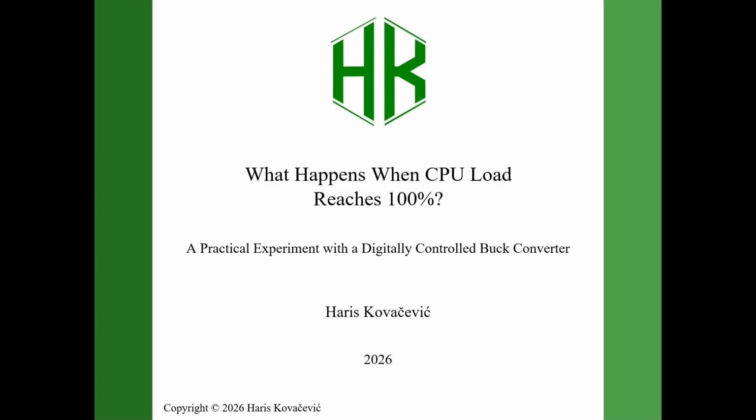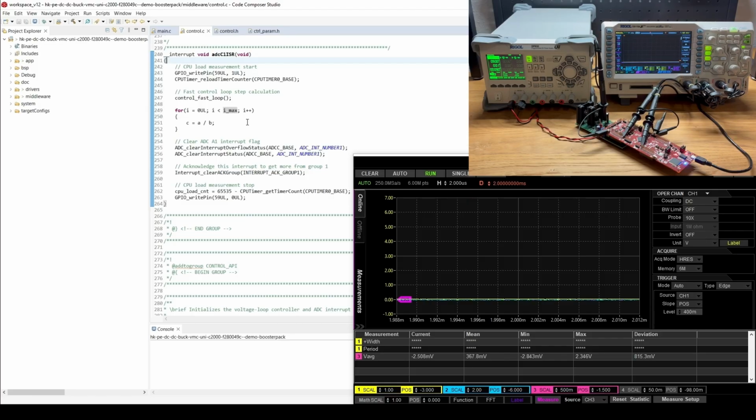In this video we will intentionally overload the processor on a real digitally controlled buck converter and observe exactly what happens as the CPU load approaches 100%. Let's investigate what happens when the interrupt execution time becomes longer than the interrupt period.